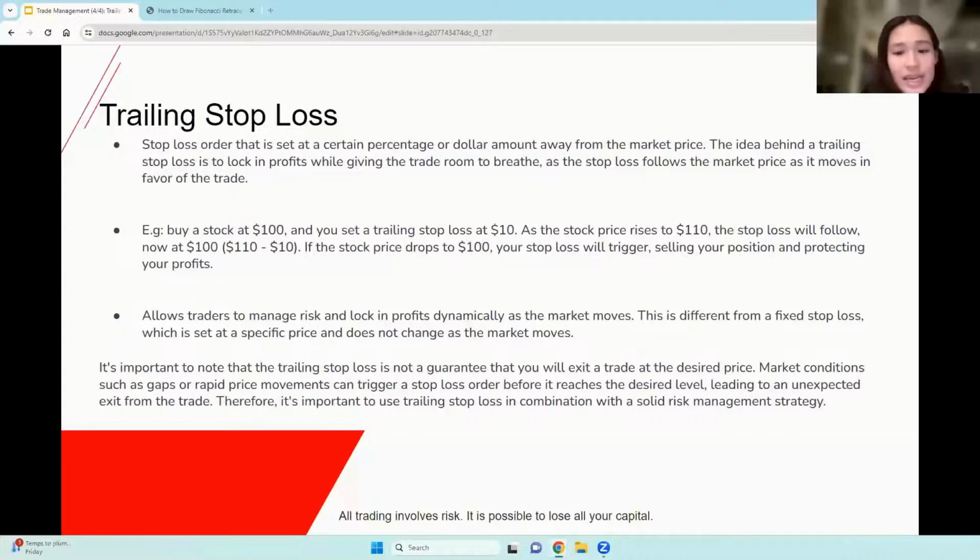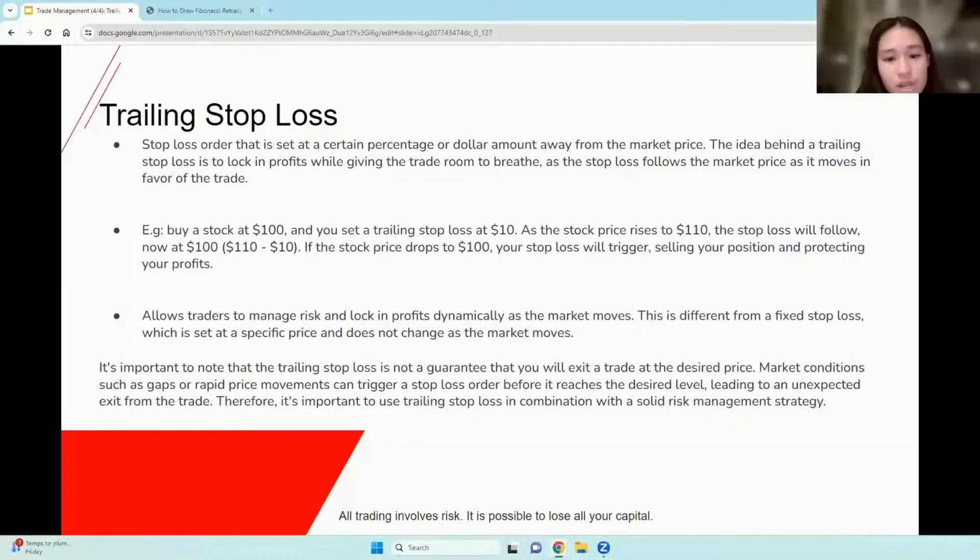The trailing stop loss technique can be useful for traders because it allows them to manage risk and lock in profits dynamically as the market moves. Okay, so this is different from a fixed stop loss, which is set at a specific price and does not change as the market moves.